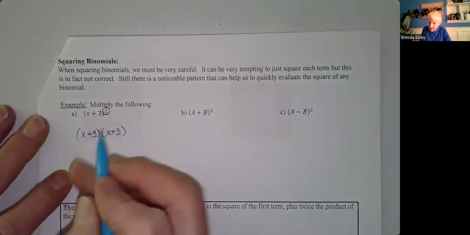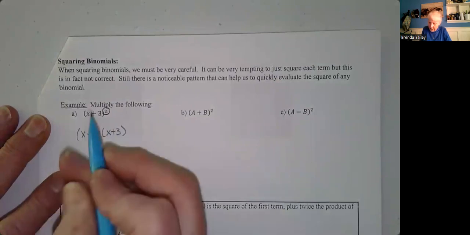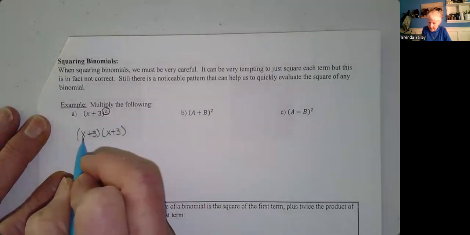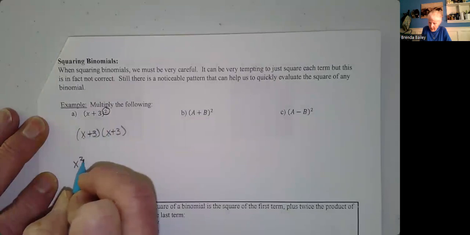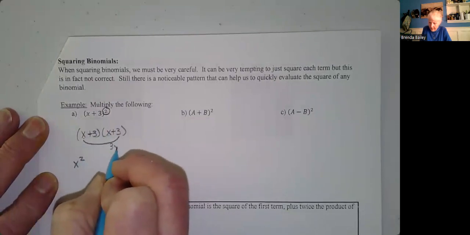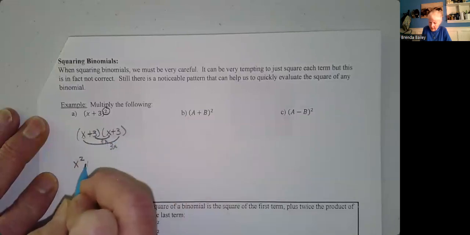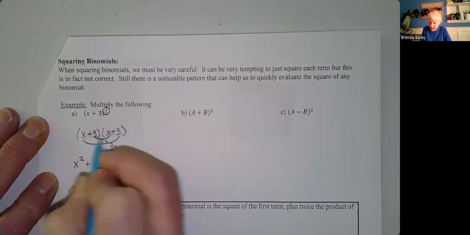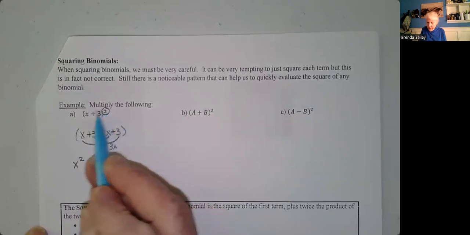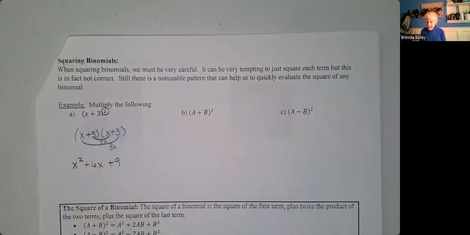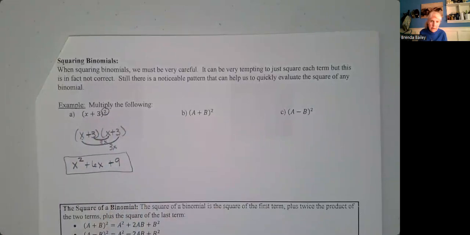So I would just multiply these. You're welcome to follow the formulas if you want to, but here you can take x times, using your FOIL, x times x, outside 3x, inside 3x, which gives you 6x. Last times the last is plus 9. People make a mistake and they just want to square the x and square the 3 and they're done. But that's not correct. This is the correct answer. You've got to have that 6x in there.